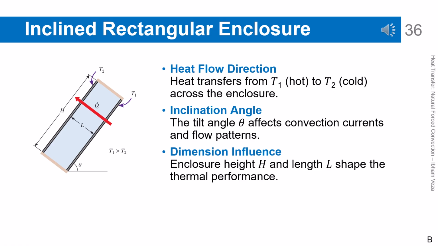The inclination angle affects the flow pattern and convection cell structure. Heat still flows from the hot side to the cold side, but the flow paths change. The height and length dimensions still play important roles in determining flow intensity. This system shows that orientation affects thermal performance.